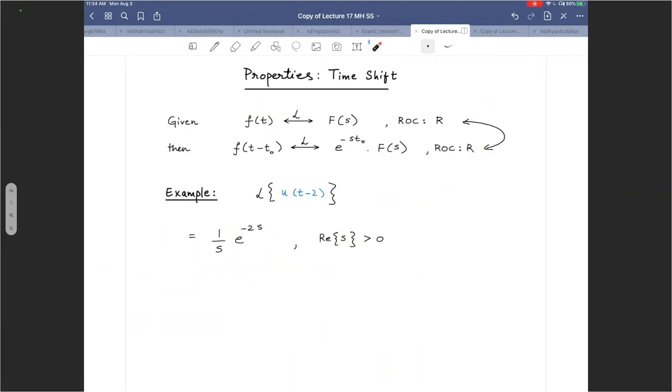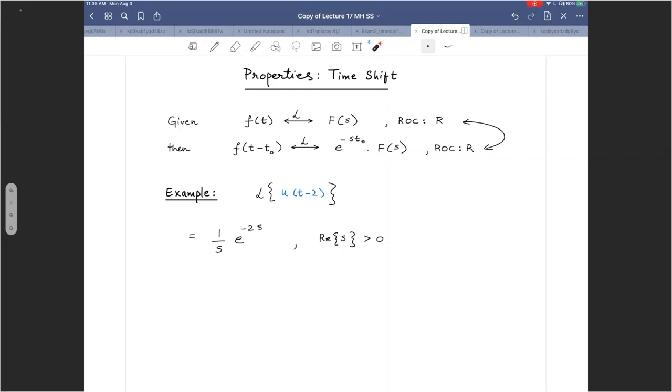Next, a time shifting property. If the Laplace transform of f of t is F of s, and the region of convergence is R, then if you shift f of t by t0, the Laplace transform of the time shifted signal is going to be e to the minus s times t0 multiplied by F of s. Very similar to what you saw in the Fourier transform properties.